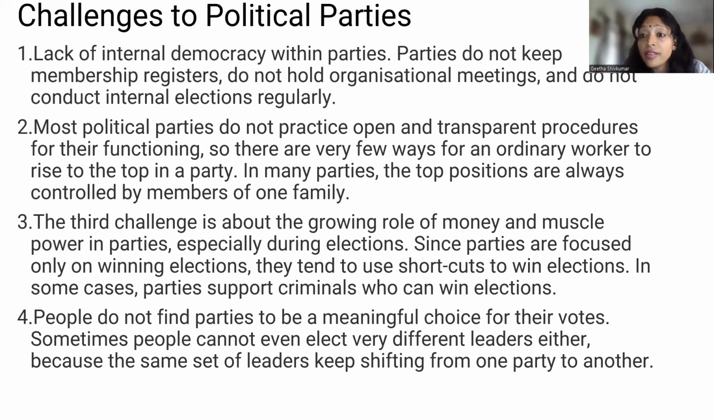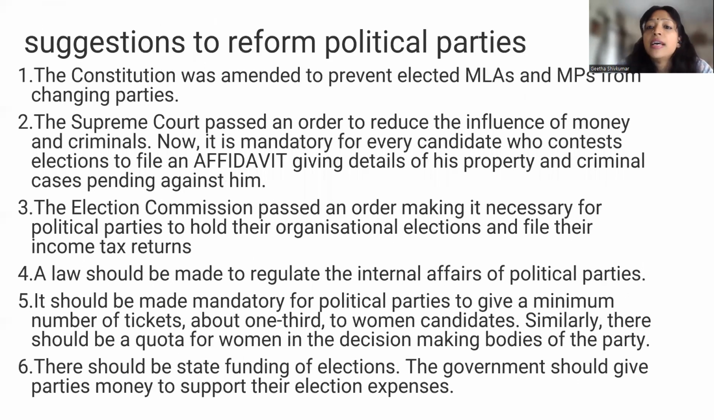Now we have done the challenges, so when there are challenges, to overcome them there should be some suggestions also. Let us see some suggestions. The first 3 suggestions are being implemented by the constitution. Okay, and the next 3, that is your 4th, 5th and 6th, are suggestions which the party needs to follow.